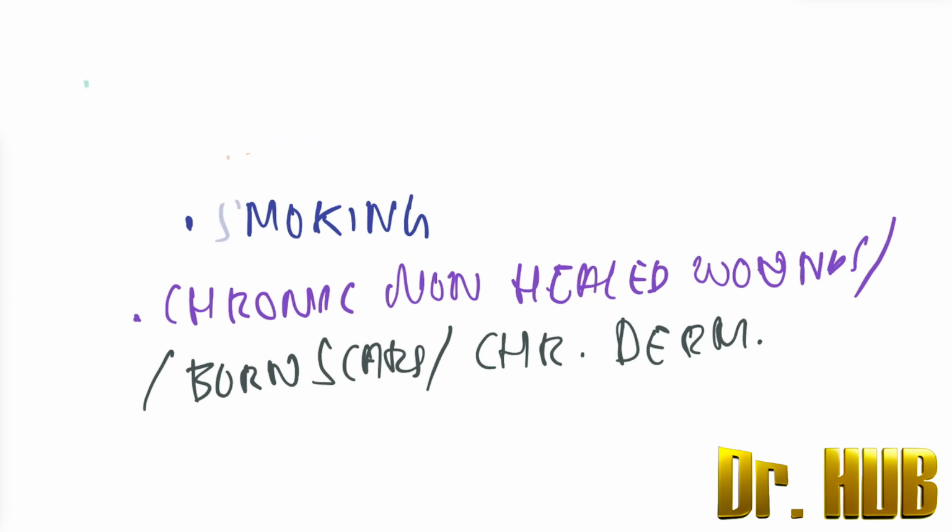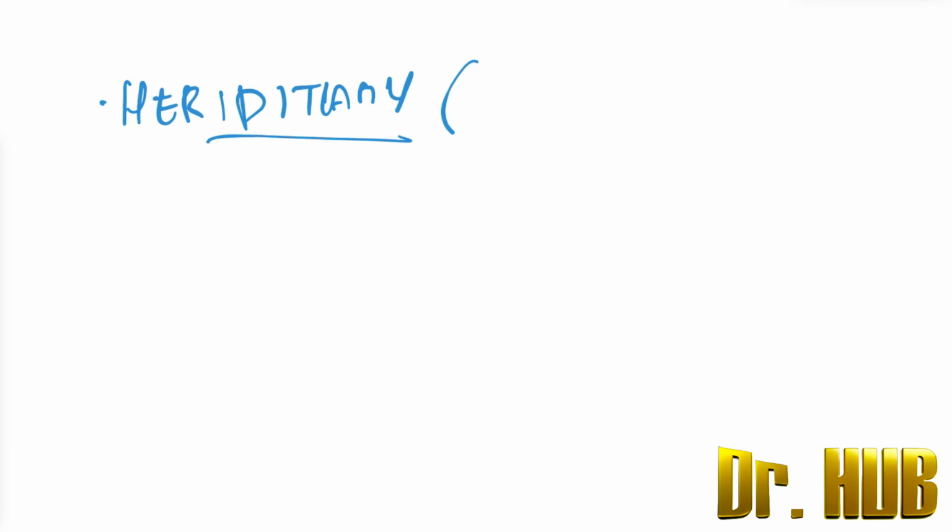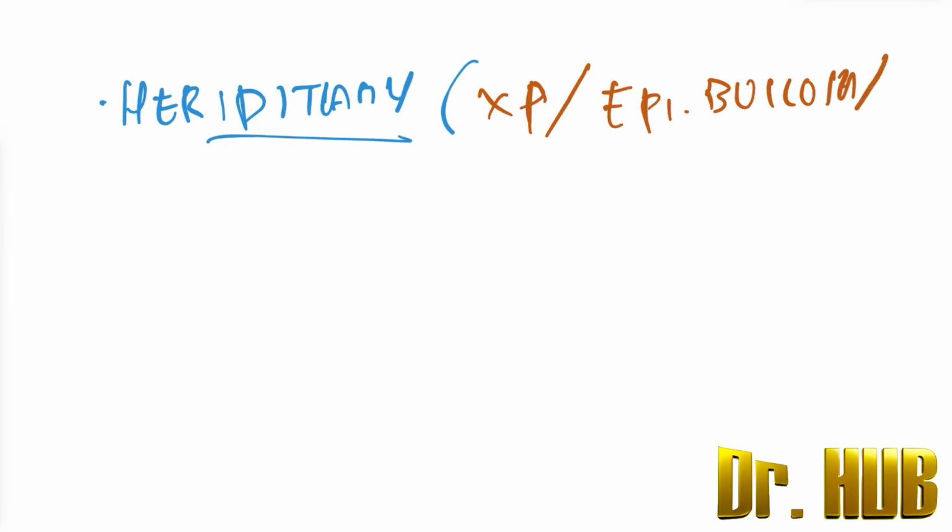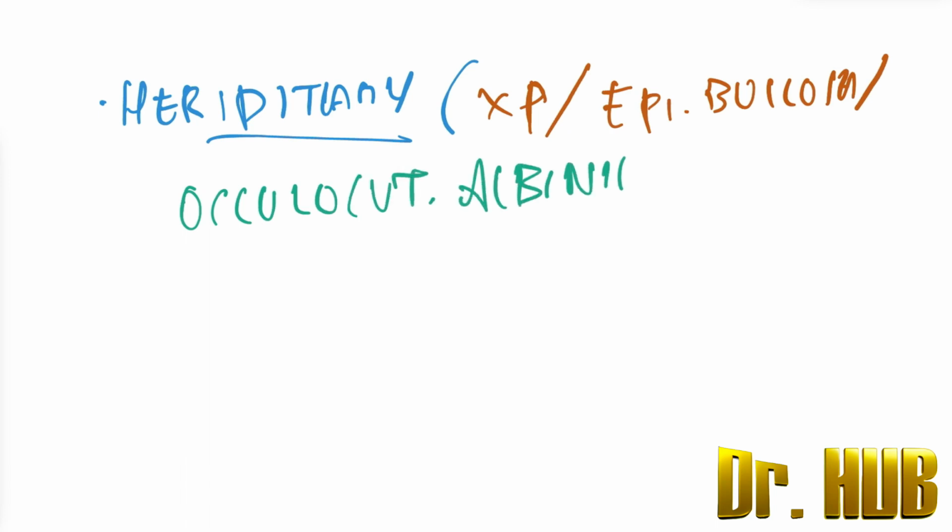Next, it may involve the hereditary conditions. So looking at the hereditary conditions, such as xeroderma pigmentosum, which we are writing as XP. Then epidermolysis bullosa, as well as oculocutaneous albinism.